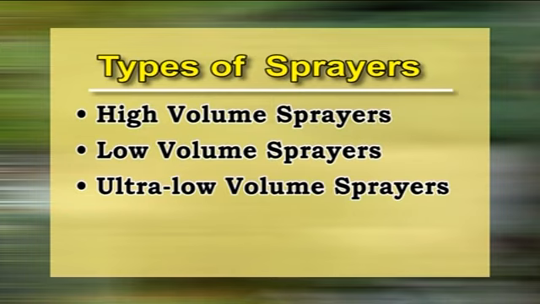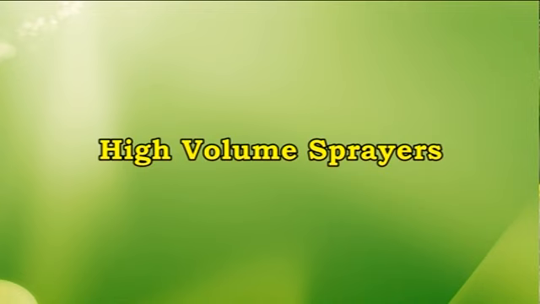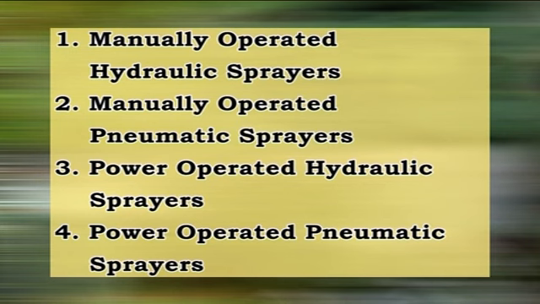Sprayers are mainly divided into 3 types. They are high volume sprayers, low volume sprayers and ultra low volume sprayers. Let us study them individually. First one, high volume sprayer. This type of sprayer is further divided into 4 types: manually operated hydraulic sprayers, manually operated pneumatic sprayers, power operated hydraulic sprayers and power operated pneumatic sprayers.